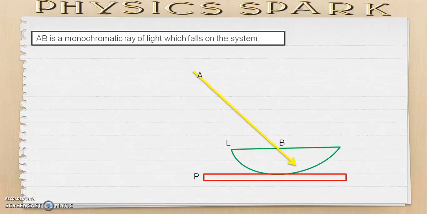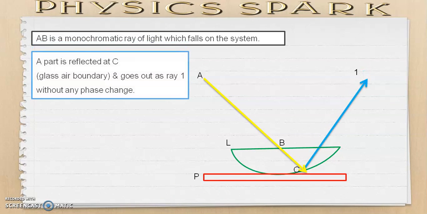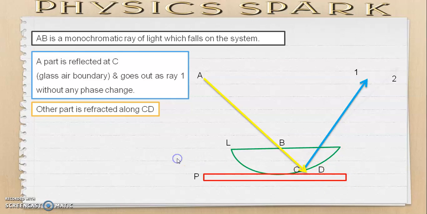Now AB is a monochromatic ray of light which falls on the system and touches the air film, and a part is reflected at C, that is the glass-air boundary, and goes out as ray 1 without any phase change. The other part is refracted along CD. Means when the light comes from A to B, it is coming from air into the lens, which is another medium, so there will be a refraction of the light. When light comes from one medium to another medium, it refracts. So it will go refracted along portion CD.